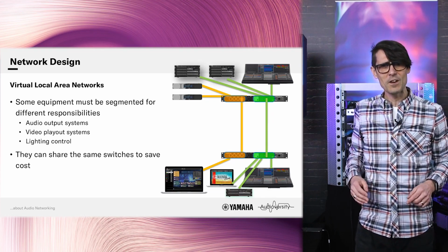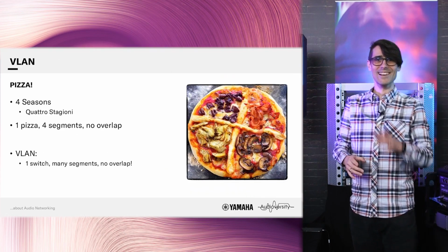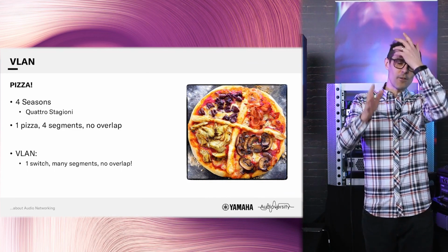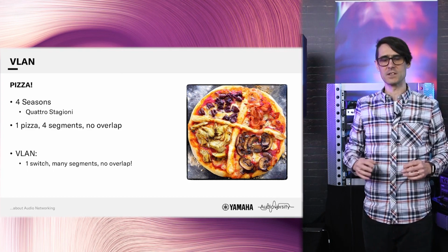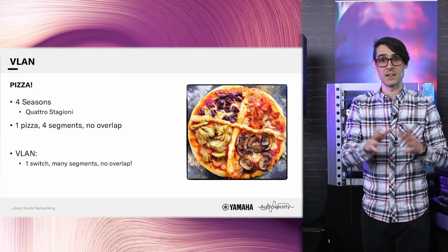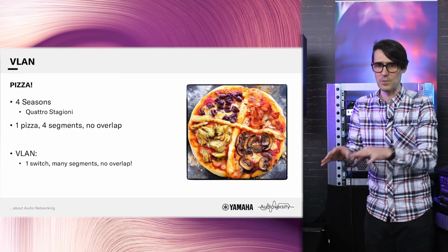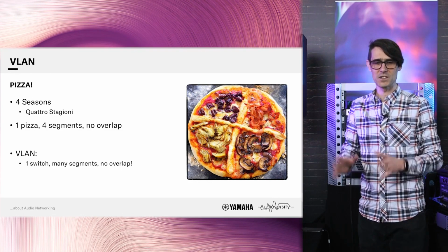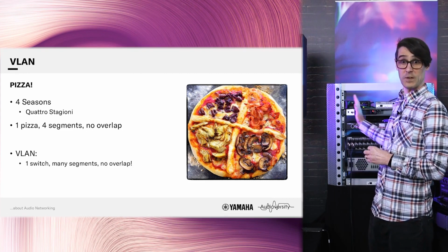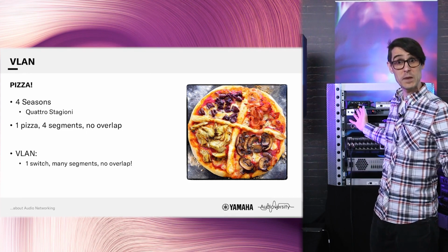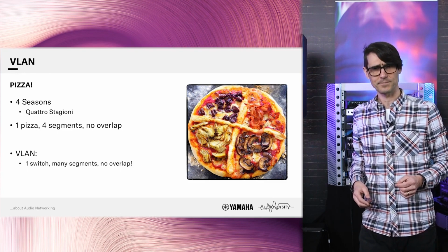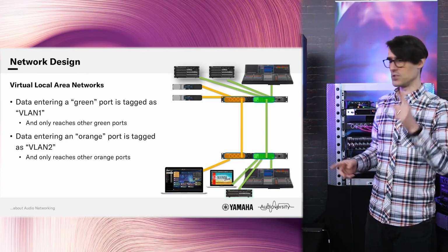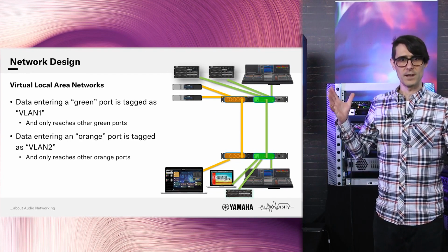You know what VLANs remind me of? Pizza. Actually, a Four Seasons pizza, Quattro Stagioni. You have one pizza in 4 segments, different ingredients in each segment, there's no overlap. You never find a mushroom in the artichoke zone. That's just like VLANs in a switch. One switch with, well, it could be 4 divisions, 4 VLANs, it could be more, it could be less. But that's where your data is split and separated, but you share the same hardware for efficiency.